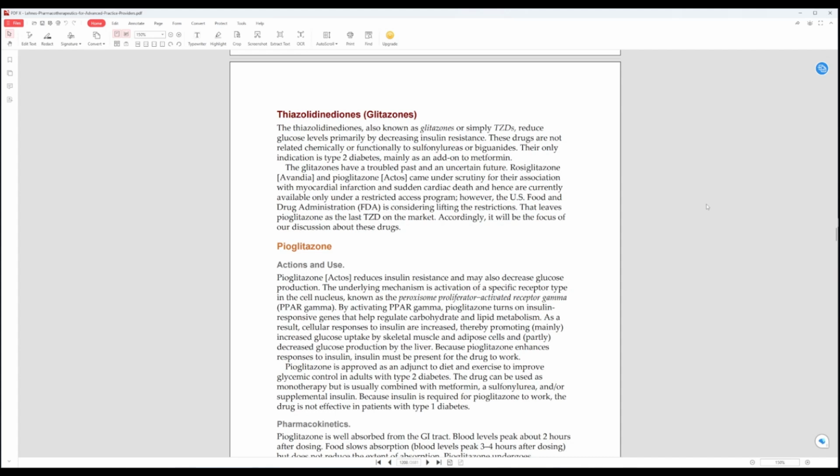The glitazones have a troubled past and an uncertain future. Medications such as rosiglitazone and pioglitazone came under scrutiny for their association with myocardial infarction and sudden cardiac death, and hence are currently available only under a restricted access program. However, the FDA is considering lifting these restrictions, which leaves pioglitazone as the last TZD on the market. Accordingly, we will focus our discussion on this drug.